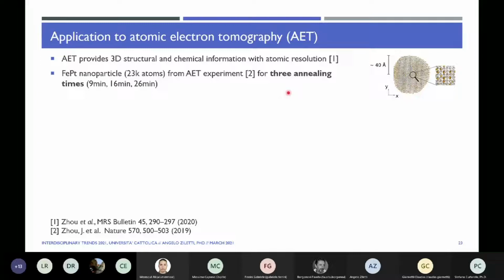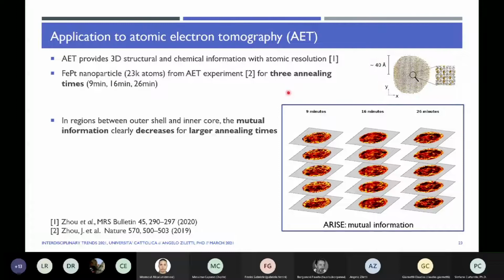And then what we ask ourselves, we have the uncertainty from the prediction. So what we do, we look at the uncertainty, because we expect that when there are 3 different annealing times, you will have crystal growth across time. And this is actually what we see.